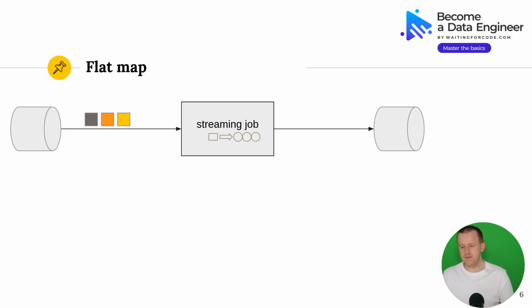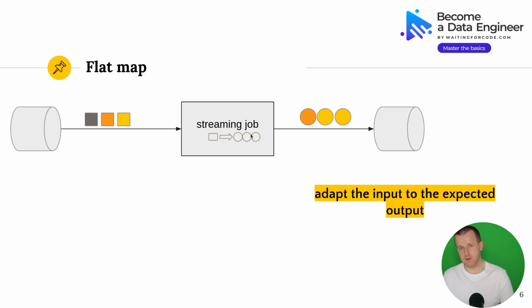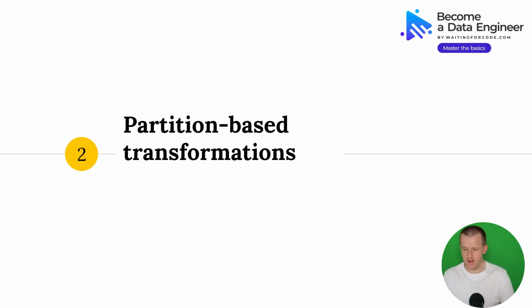A small variation of map is flat map, because here from a single element we are generating one or multiple ones. The purpose is the same, it's just the output that differs. And that was the first family. The second family is the partition-based transformations.